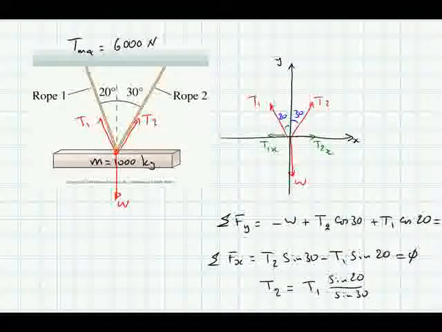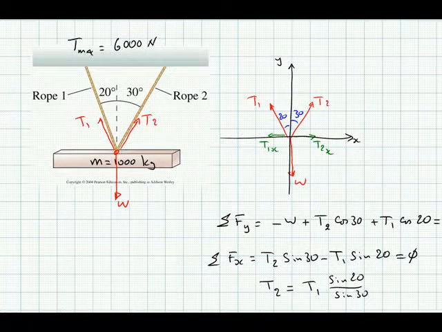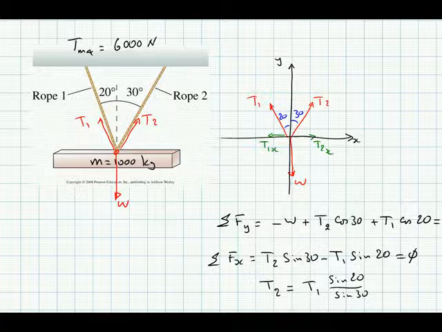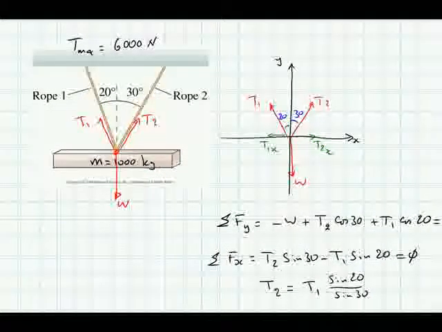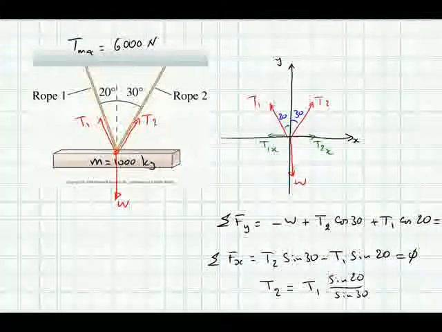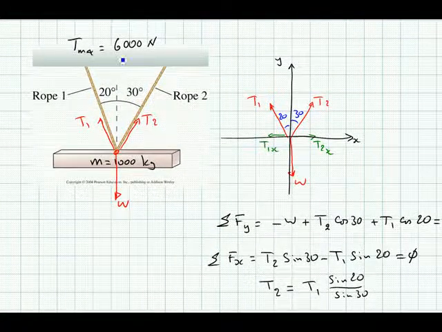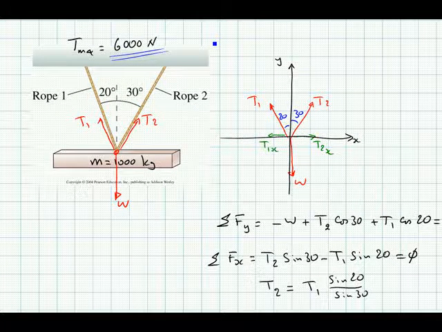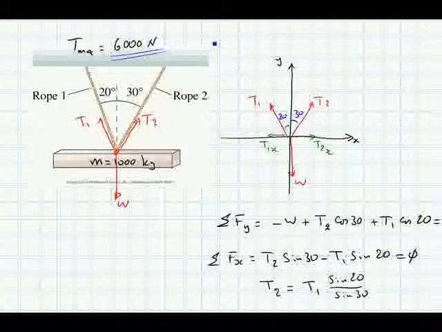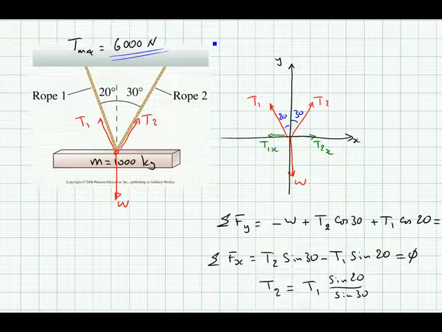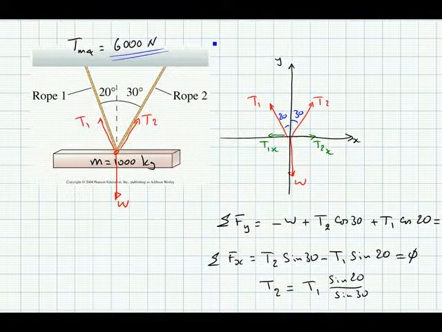I believe this is one of your homework problems. So we have two ropes supporting a beam. The beam has a 1000 kilogram mass. The two ropes can support a maximum tension of 6000 newtons. That doesn't mean that the tension is 6000 newtons in the ropes. That's a common mistake that students make in tackling this problem.